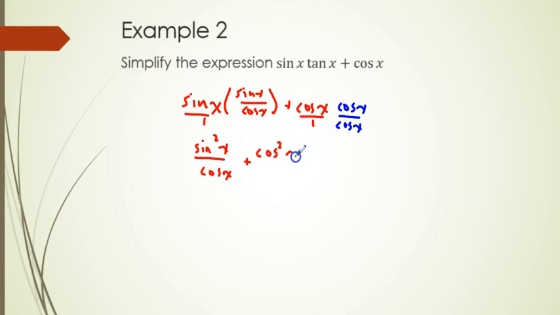So cosine of x times cosine of x will be cosine squared, just like x times x is x squared. My denominators match, which means I can write this as one fraction, where the denominator is just cosine of x, and the numerator is now sine squared plus cosine squared.